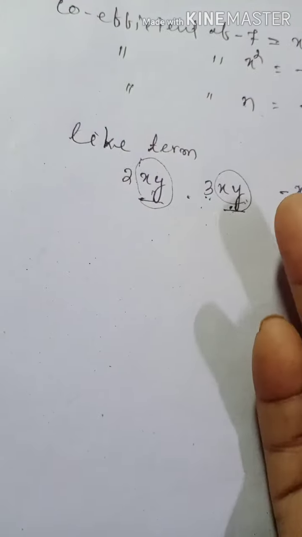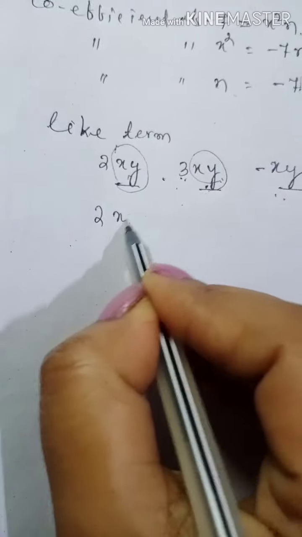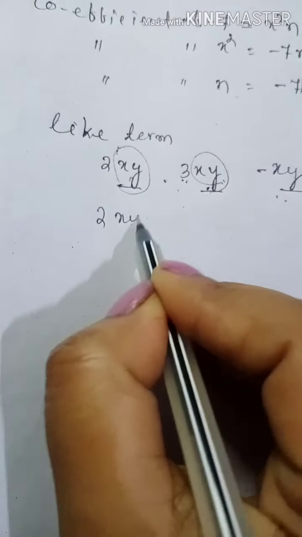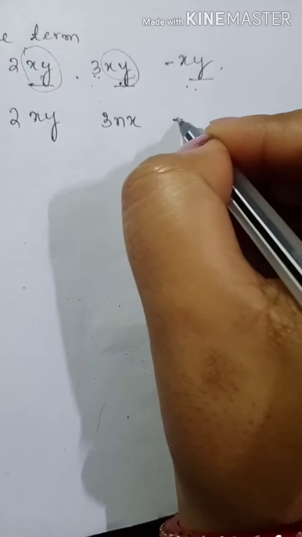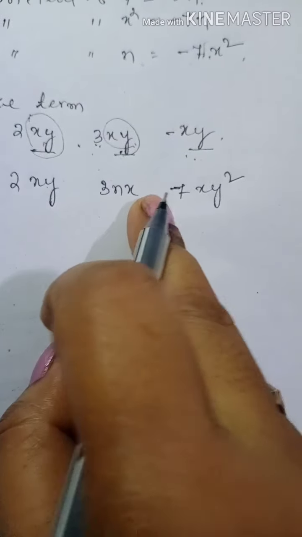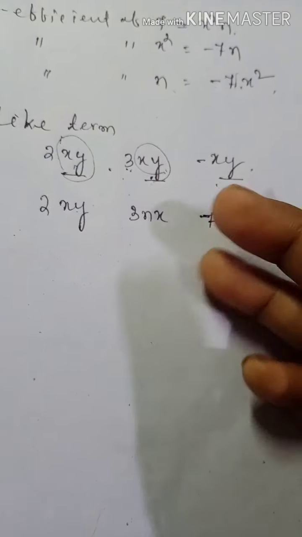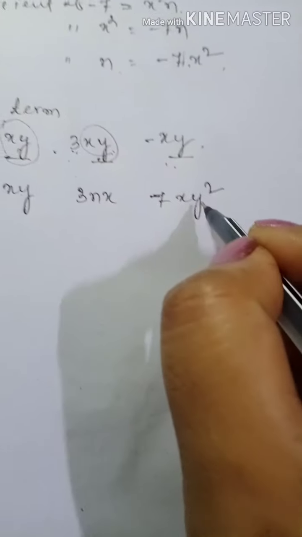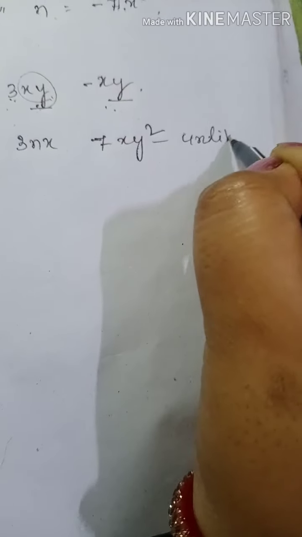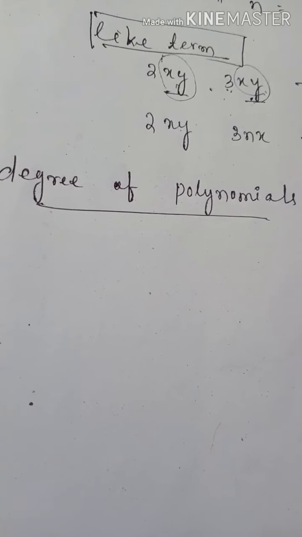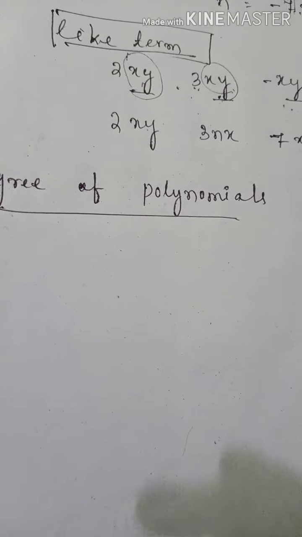Unlike terms means they are having different literal coefficients. For example, 2xy with 3nx and 7xy square. Okay, see, here xy, here nx, here xy square. So they are different. Can you understand? That's why they are termed as unlike terms. Clear?